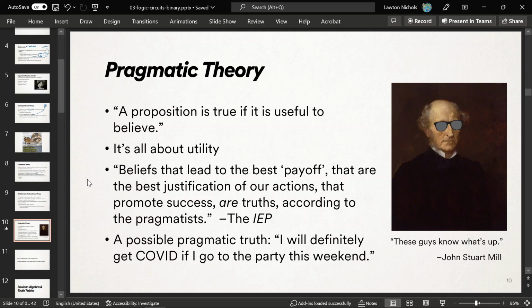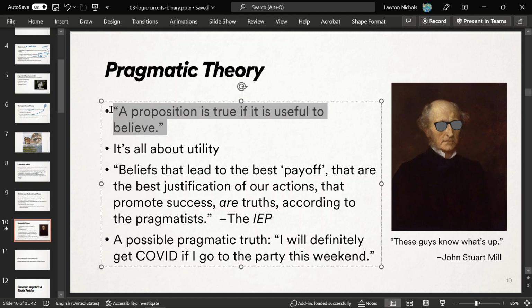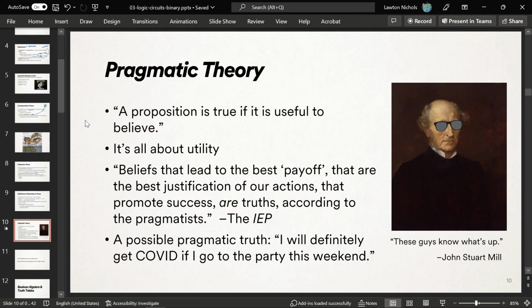So this is called pragmatic theory. Okay? This is the final one that I'm going to show you, theory of truth. There's plenty more, though, on the internet if you want to look them up. To a pragmatic theorist, a proposition is true, something they're trying to prove or disprove, if it is useful to believe that it is true. Isn't that interesting? If it's useful, then I think it's true. So again, it's all about utility.